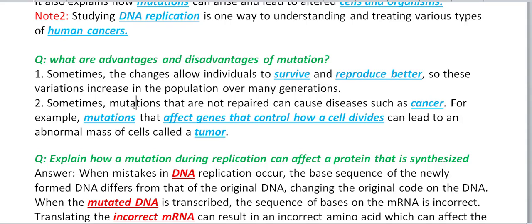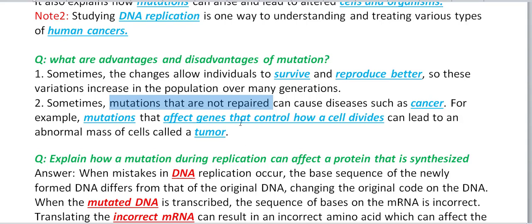Sometimes mutations that are not repaired can cause disease such as cancer. Mutations that are not repaired can cause cancer. Various types of cancer are caused by mutation.